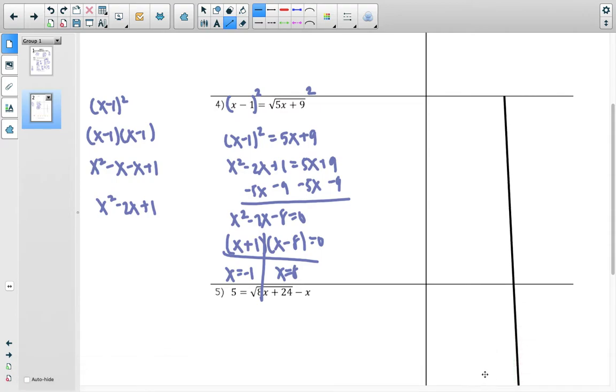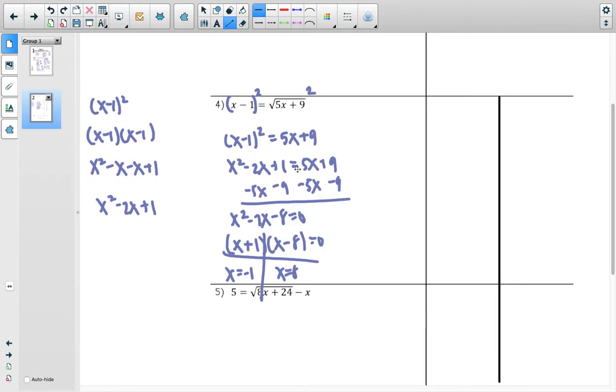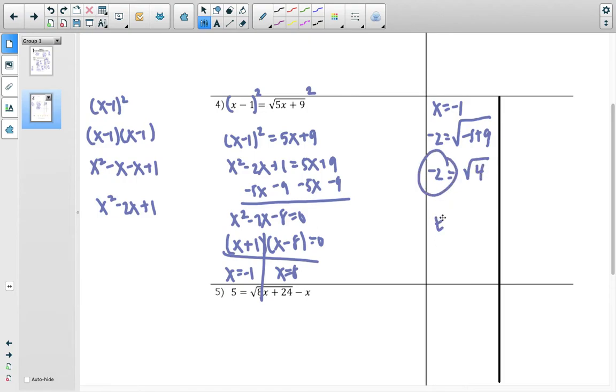Oops, I just did something weird. Let's try that again. Okay, so we're going to plug in negative 1 into the original. So negative 1 minus 1 is negative 2. And then you plug in negative 1 into here. So 5 times negative 1 is negative 5. Negative 5 plus 9, which is 4, and that's 2. It can't equal the square root, so this is an extraneous solution.